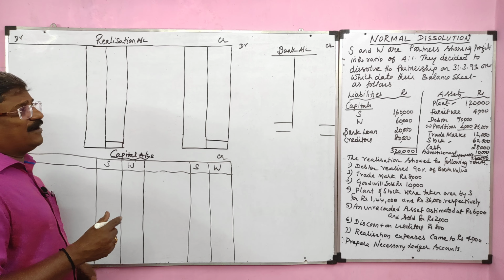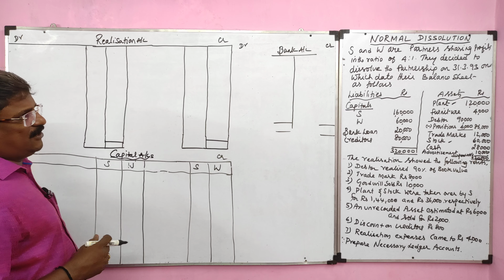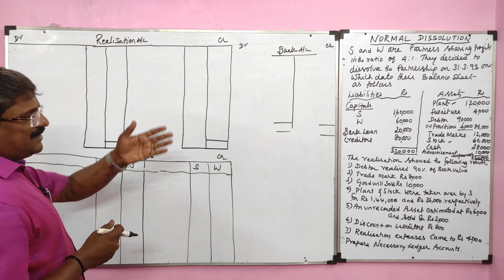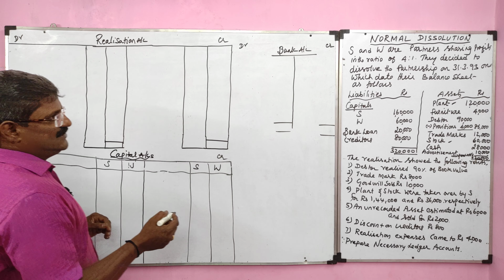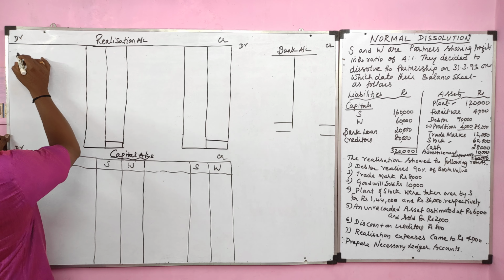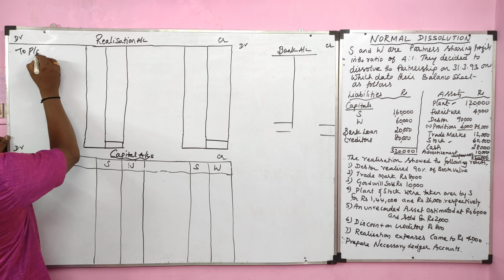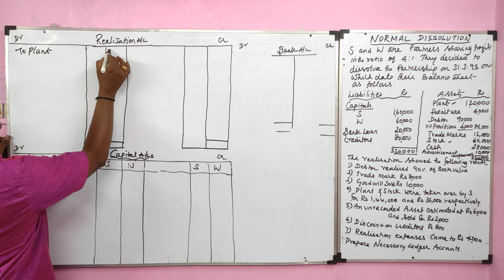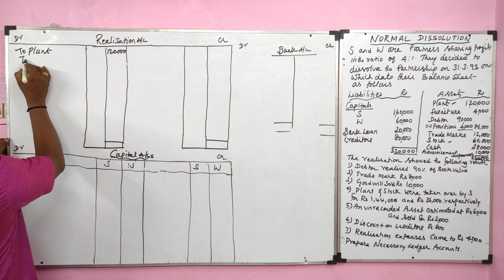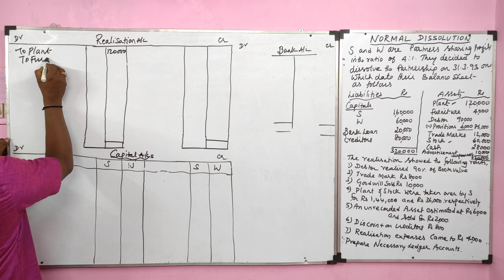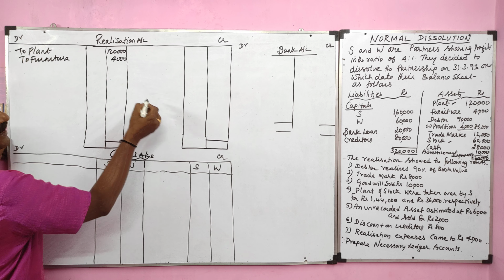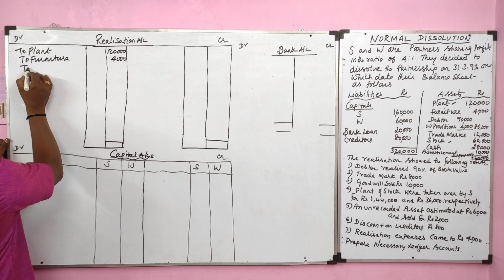First we will transfer all assets to the realization account. For that entry, I already taught: realization account debit to all assets. Consider the book value. The first asset is plant. Plant book value 1,20,000. The next asset is furniture. Its book value 4,000. Next we have debtor.